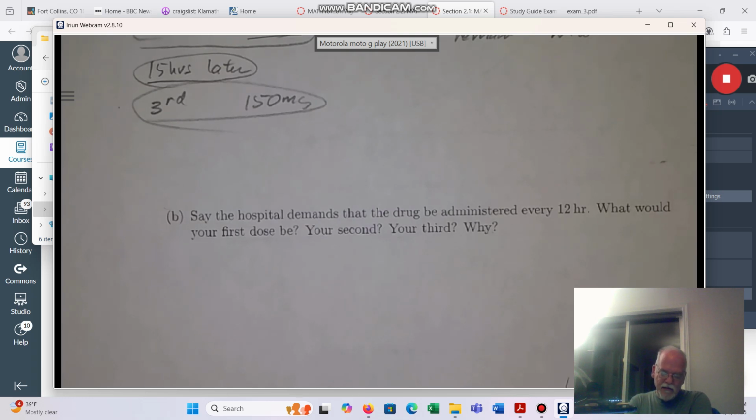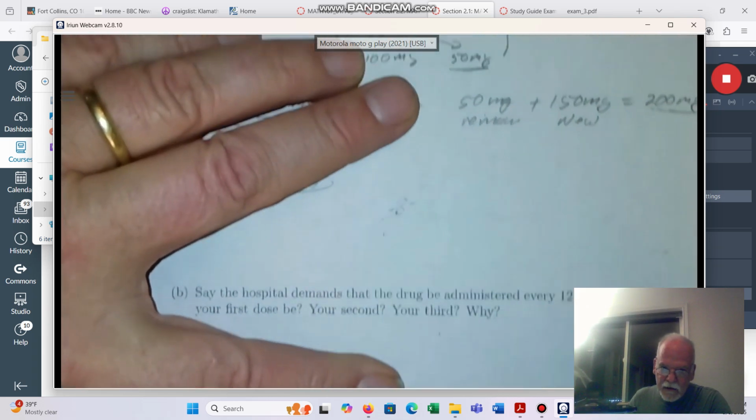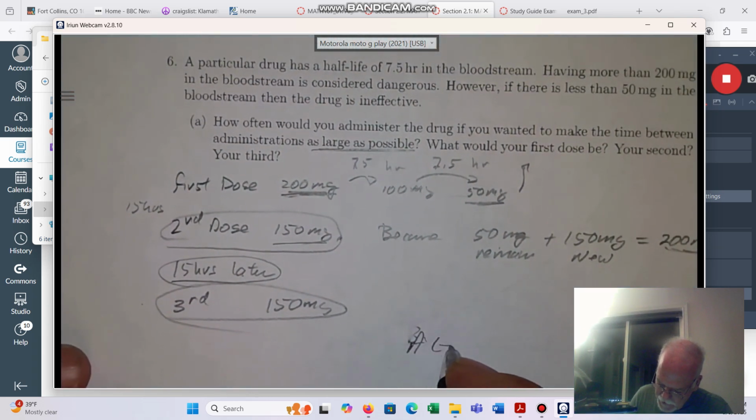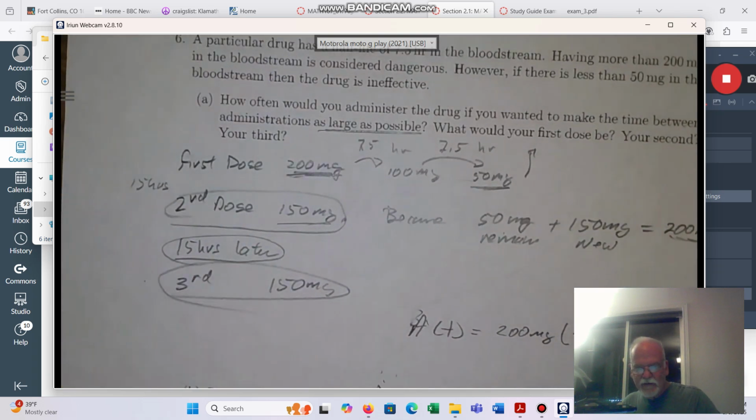I might not put the full 200 dose in there because it's dangerous. I don't like to touch dangerous when I'm giving drugs to my children or people I care about. So I hope if I was in the hospital, I would treat the patients the same way. So if we get the function here, the amount in the bloodstream at time t, A of t would be 200 mgs times one half to the t divided by 7.5 hours, the half-life.